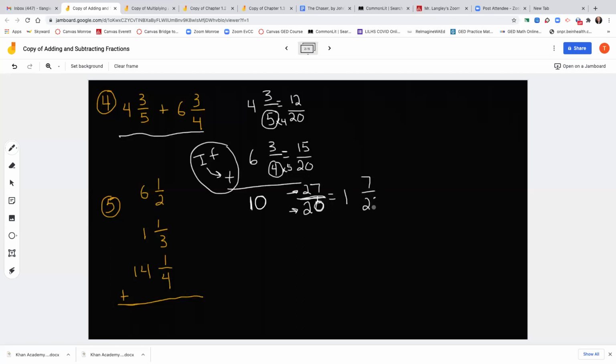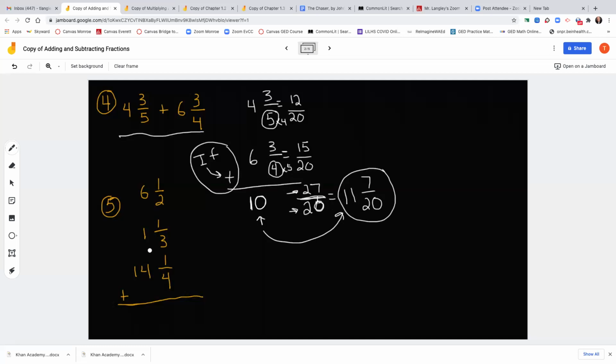Now, this is where a lot of students would just go on to the next problem. And this is why I warned you. Look at this over here. They forgot that. If I add that 10 to the 1, I get 11. Final answer, 11 and 7/20. Can I reduce 7 over 20? No, it won't reduce.